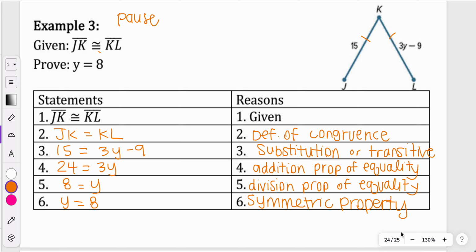So hopefully this gives you a good starting point with proofs and how to write them. In 3.5 we'll start doing some more proofs, but maybe with some segment relationships, more postulates, more properties there.